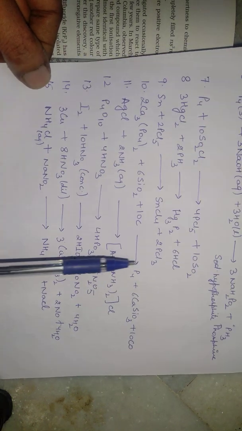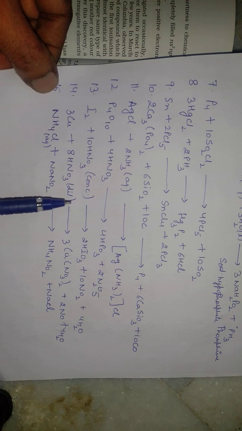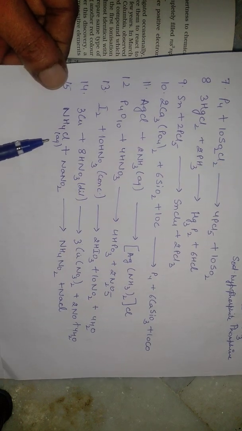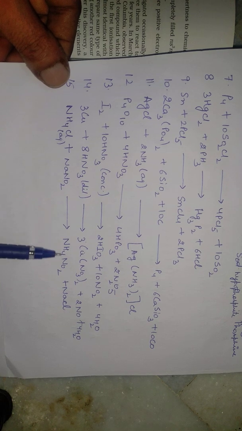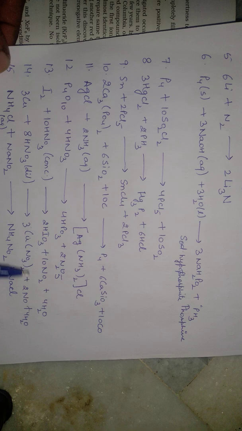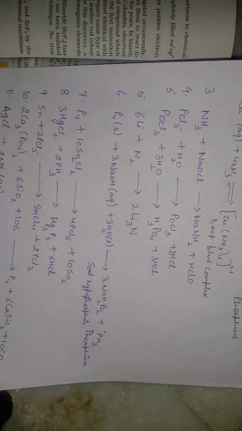So these reactions are all well balanced, and if you see the 10-year papers, multiple times these questions have come. Ammonium chloride reacts with sodium nitrite, resulting in the formation of ammonium nitrite, and sodium chloride is also formed. So these are all very important reactions. Just take a snapshot of this video.